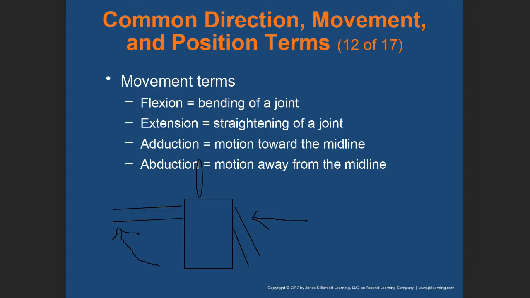When you abduct, when somebody gets abducted, they're taken away. So the limb is moving away from the midline. So you might be moving the arms away from the body to check the mid-axillary area or the side of the body, and the patient starts to complain of pain when you do that. So that's pain on abduction.